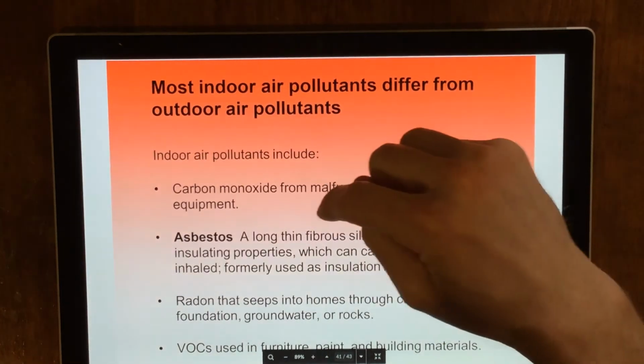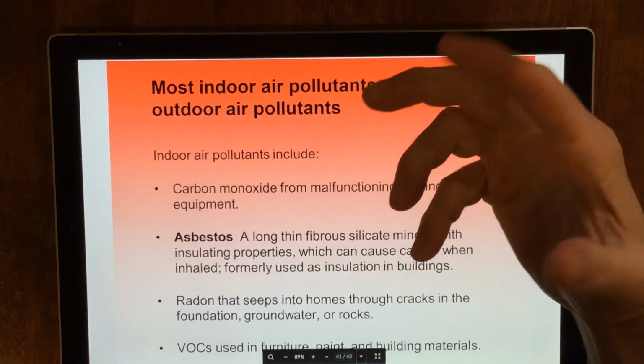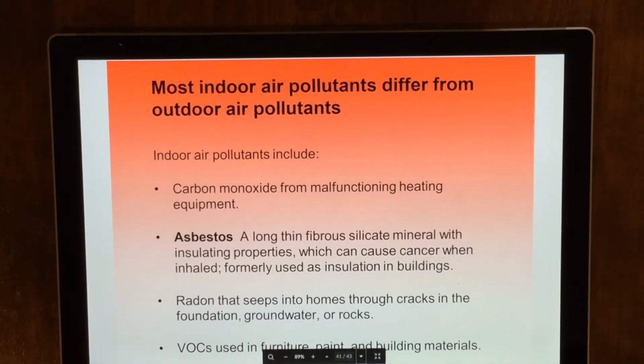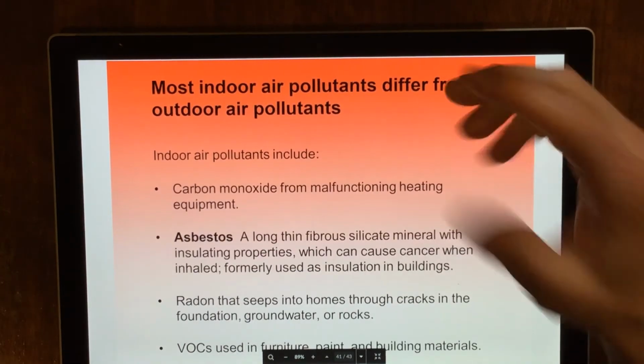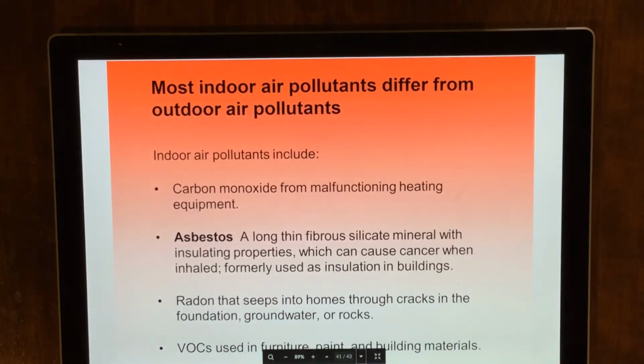And the reason it was used is because it is a mineral and it has really good insulating properties. So this is why older buildings, they just didn't know, right? And that's kind of how things work sometimes. It just takes years or time, generations to figure things out. So anyways, asbestos, that's a big problem.